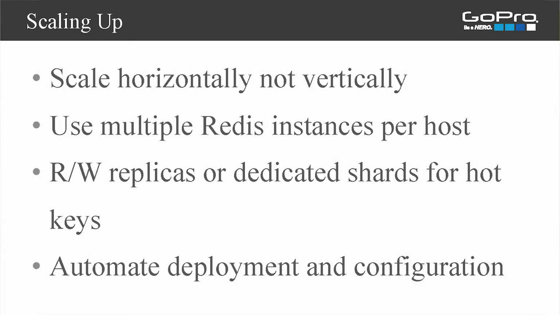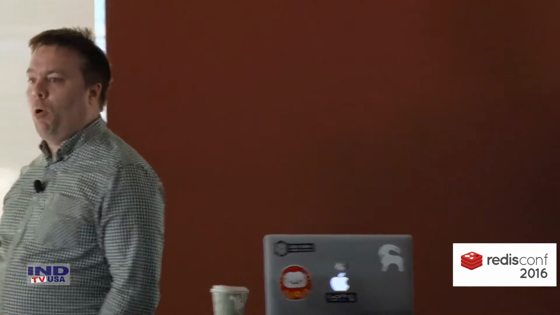Now, you've got your shards, you've got your cluster. At some point, you're going to want to scale up. How can you approach scaling up? One of the ways to do this is to scale horizontally, so lots of smaller nodes versus vertically, a few larger nodes. Always think about using multiple Redis instances per host. One of the things that we found is that, generally, with the single-threaded nature of Redis, you're better off with several smaller instances running on a multiprocessor box than putting one big instance on there. You're not going to take advantage of all your CPUs if you do that.